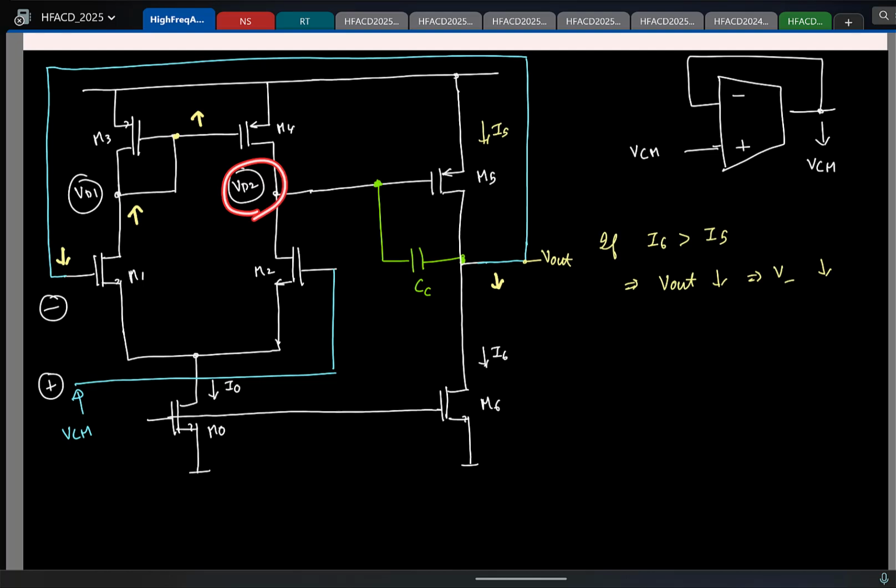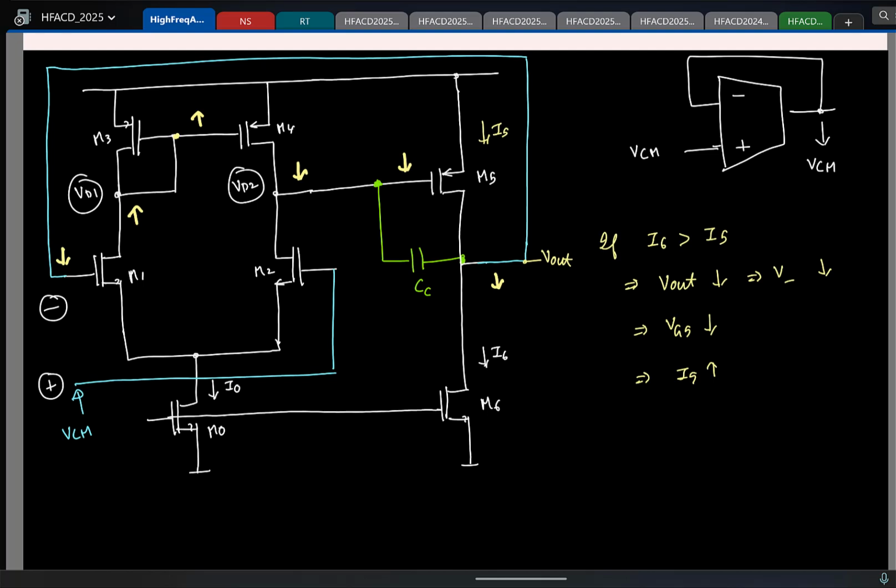Then what can you say about VD2? That will decrease. So the gate voltage of the PMOS transistor decreases. So let me mark it. Which means the gate voltage of the PMOS transistor decreases. Then what can you say about the current in M5? That will increase. Is that what you wanted?